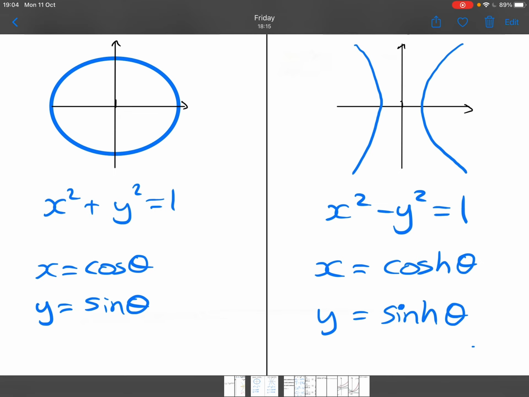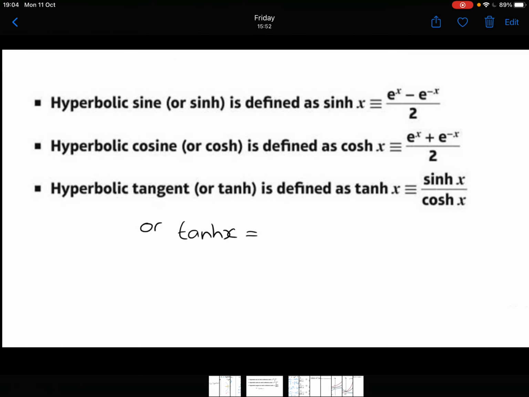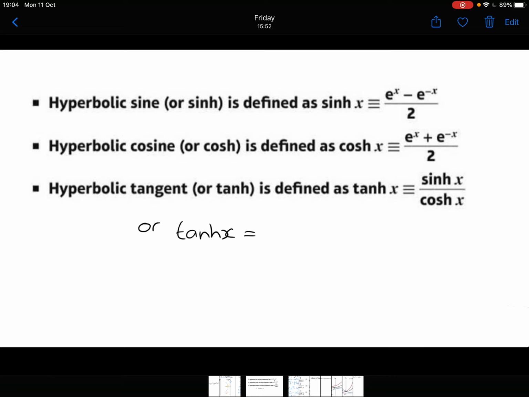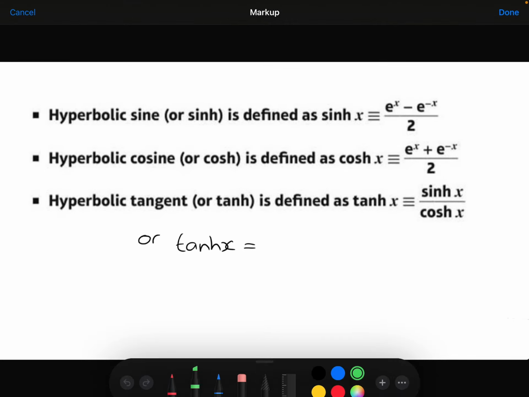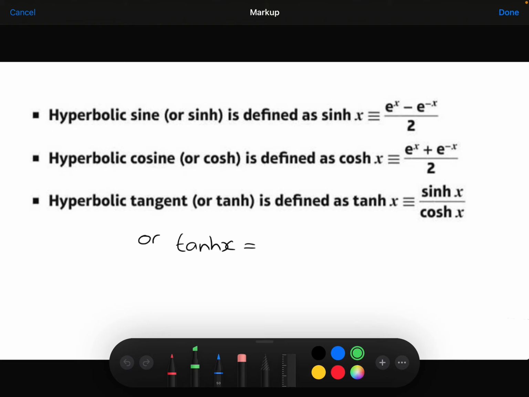Now, in the same way that we have other definitions for cos and sine, we can have other definitions for sinh and cosh. So sinh is being defined as e to the power x minus e to the power minus x, divided by 2. And I'll show you why these new exponential definitions work in a moment. So these are the exponential forms of sinh and cosh.